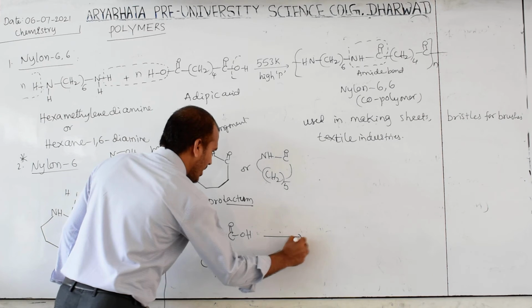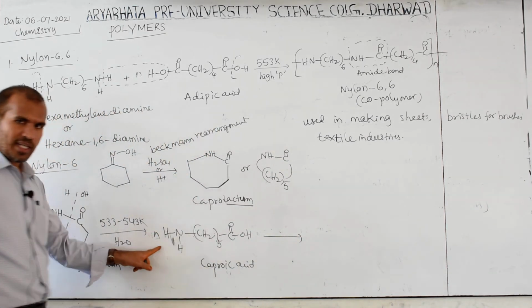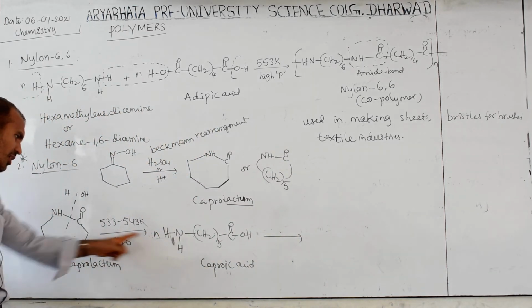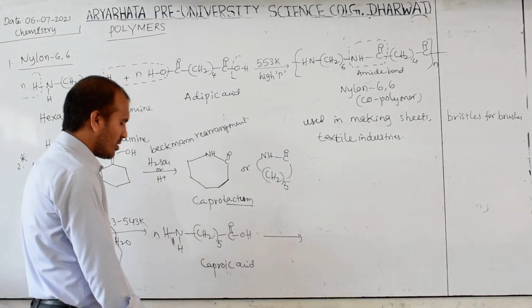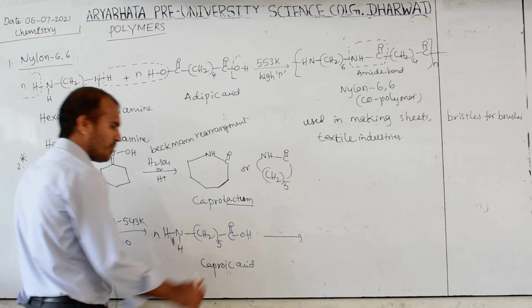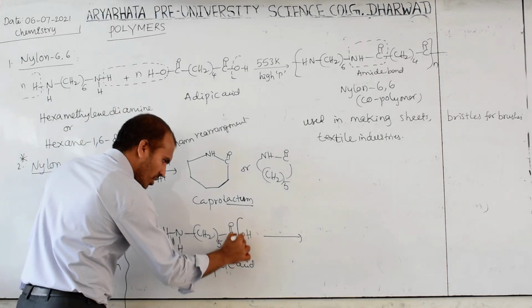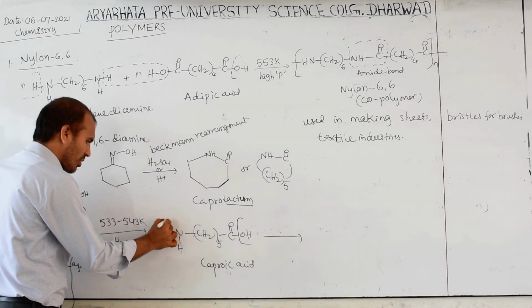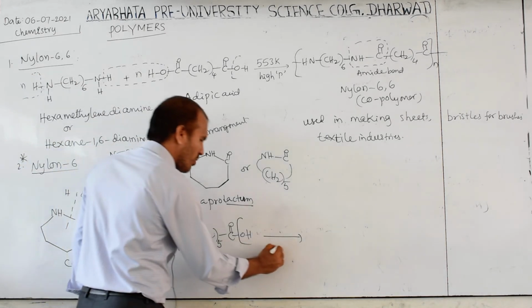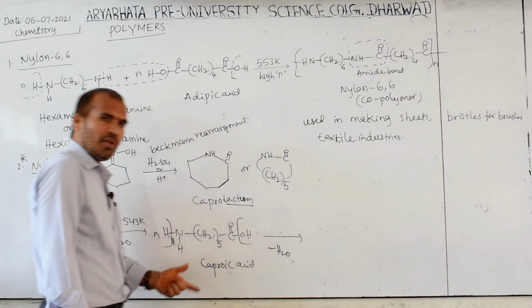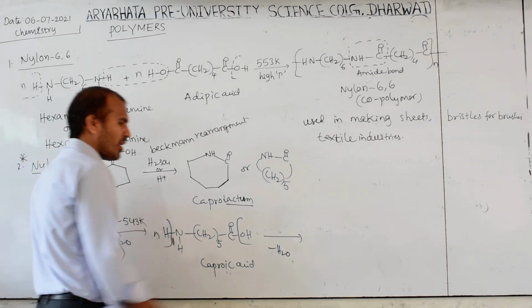If it is n times, here n is given, but here not, then don't consider. If it is n times, you will get the polymer. So now how to write the polymer structure? See, this will lose OH, this will lose H. H and OH lost as a water molecule, therefore minus H2O. Then what is remaining here? Remaining right here.